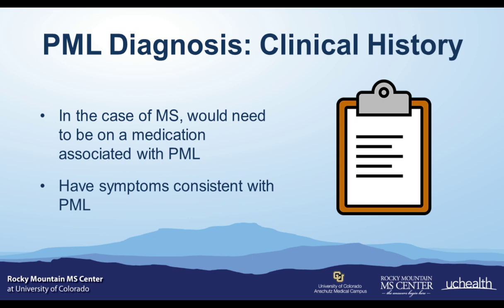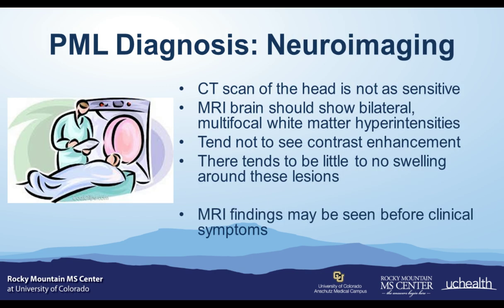So let's talk a little bit more about the clinical history. Within PML in multiple sclerosis, we really need to make sure that patients are on a medication that's been associated with PML. And we'll talk a little bit more about those medications in just a couple of minutes. The other thing that's really important in order to fit this diagnostic criterion of PML is you need to have symptoms that are consistent with PML, so symptoms similar to what we just chatted about.